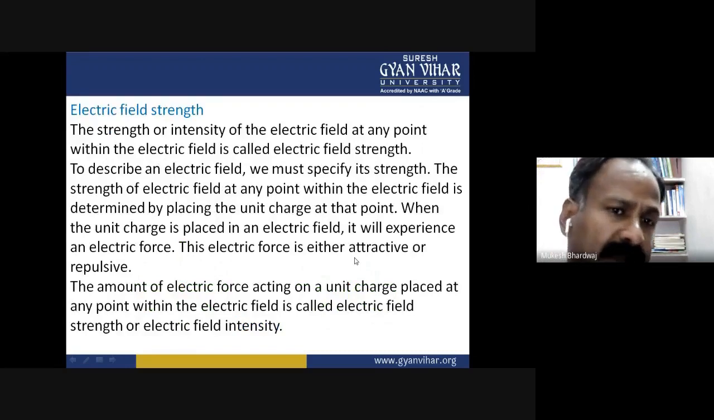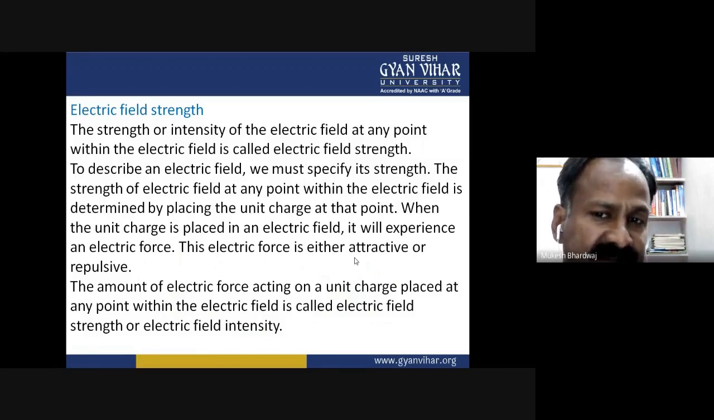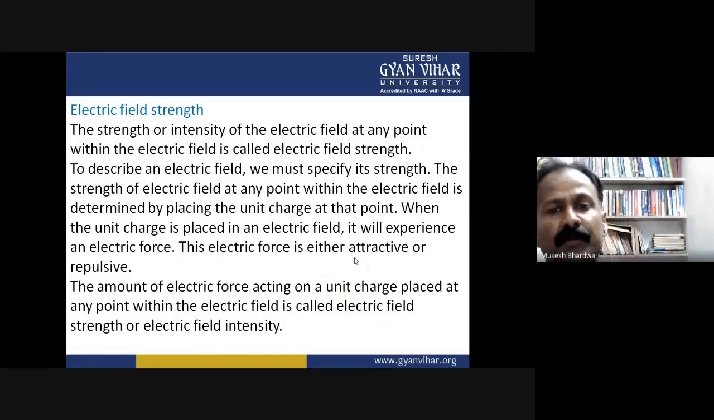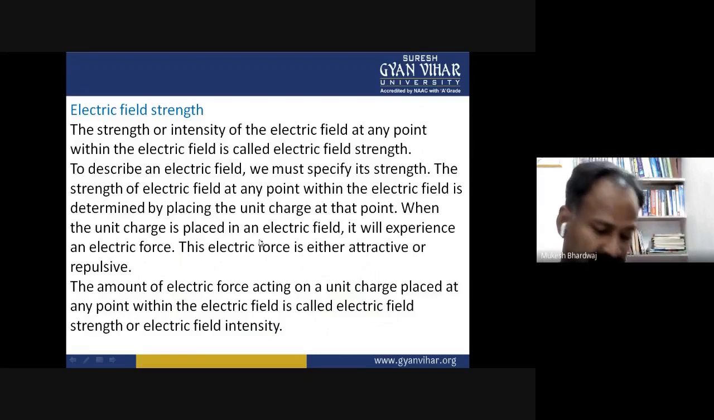So, now the electric field strength. The strength or intensity of the electric field at any point within the electric field is called electric field strength. To describe an electric field, we must specify its strength. The strength of electric field at any point within the electric field is determined by placing the unit charge at that point. When the unit charge is placed in electric field, it will experience an electric force. The electric force is either attractive or repulsive. The amount of electric force acting on a unit charge placed at any point within electric field is called electric field strength or electric field intensity.